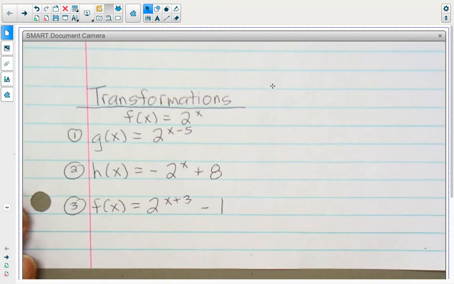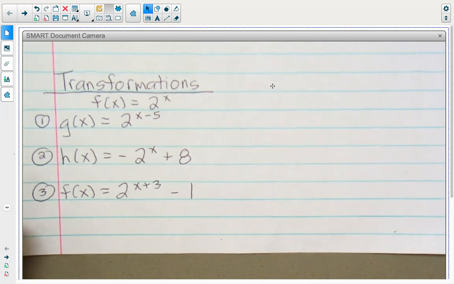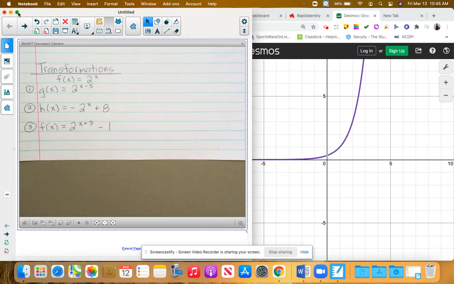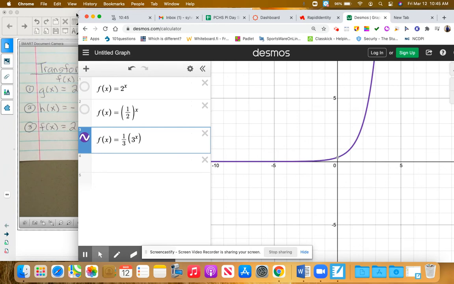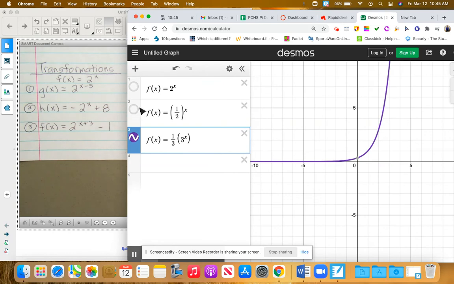Our transformations for these are the same as other transformations that we've done this semester. So our transformations are absolutely the same. We can verify that just by typing these into Desmos. And once we graph them in Desmos, it's going to give us the exact same thing that we've been studying earlier in the semester. So let me highlight this one. This is going to be our parent graph.